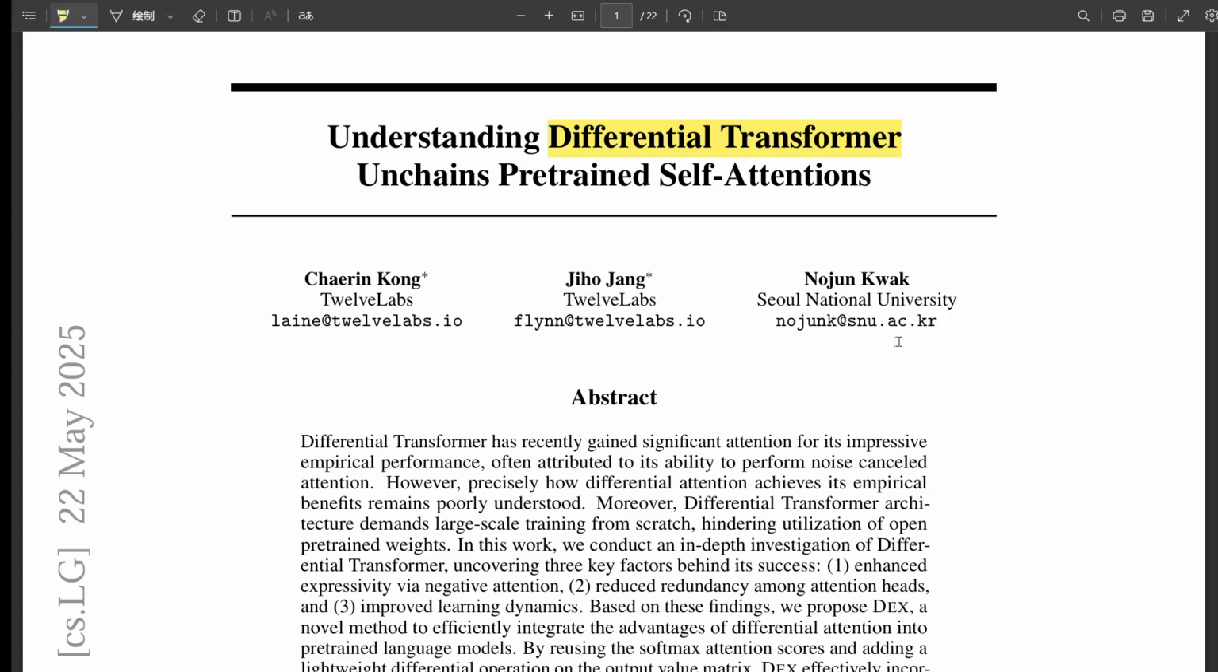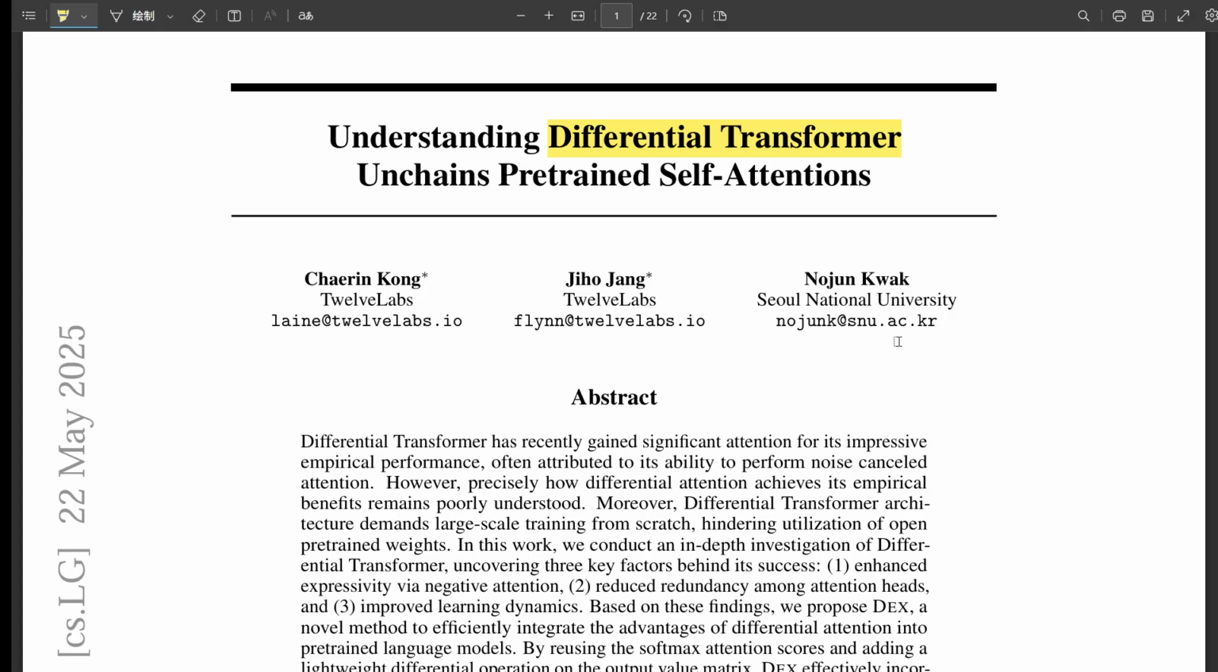We're going to unpack a really cutting edge architectural idea called the differential transformer. And then, maybe even more importantly, we'll explore a very clever, practical way to bring its benefits to the massive LLMs you're already familiar with. It's called differential extension, or DEX.